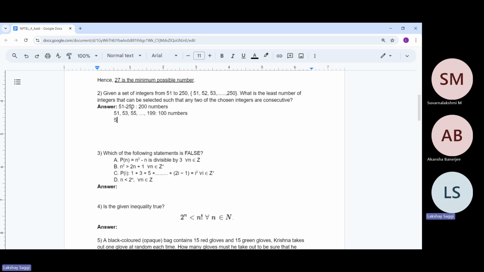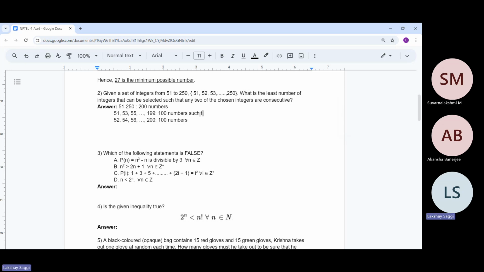And similarly, let us see this pair 52, 54, 56, and so on till 200. This will also have 100 numbers. And note that what's the special property of these 100 numbers? These are even, these are odd, and these are even. But with respect to this question, these 100 numbers have the property that no two of them are consecutive.